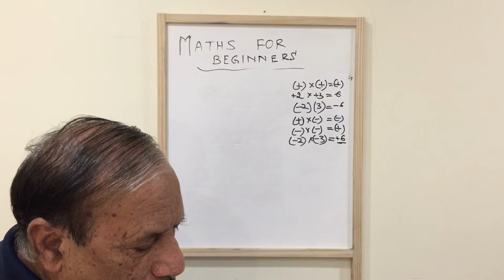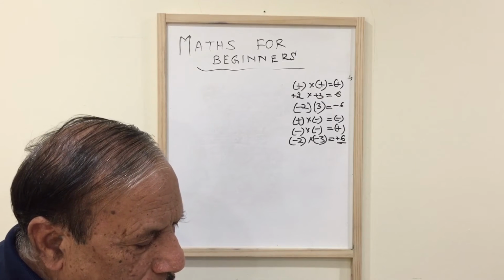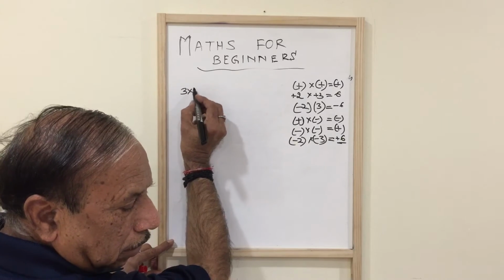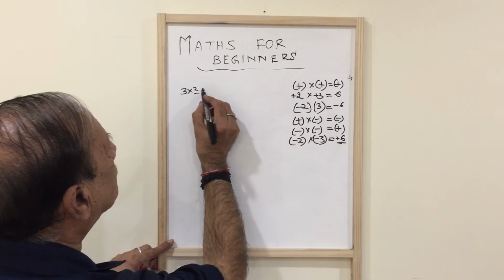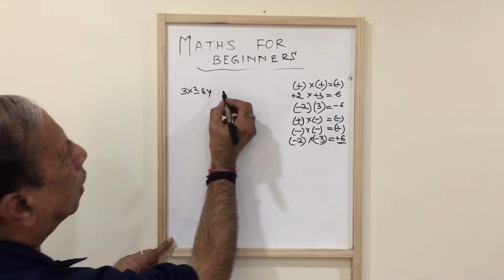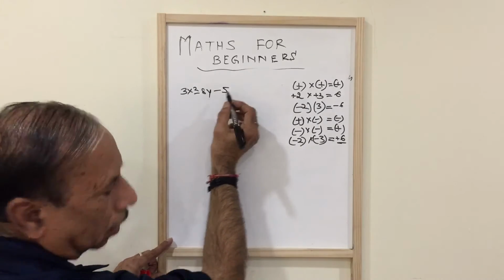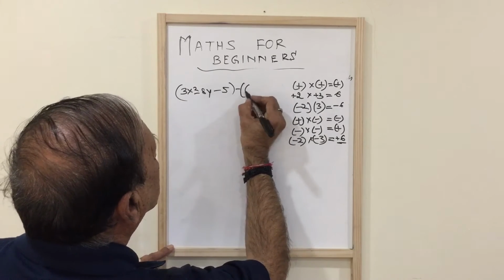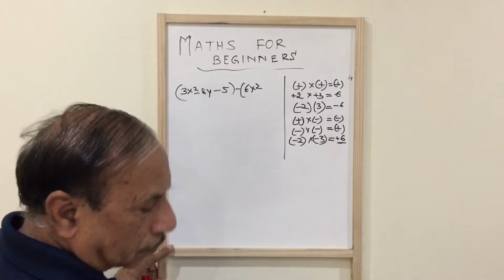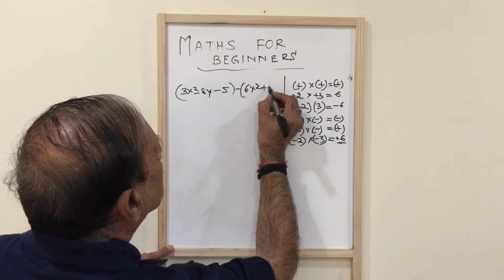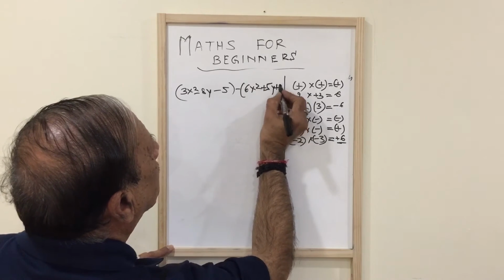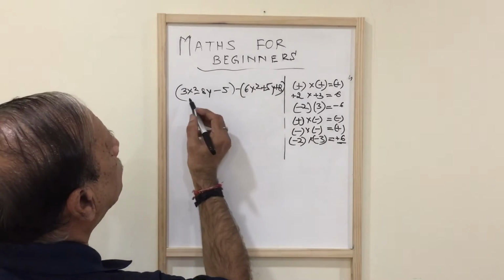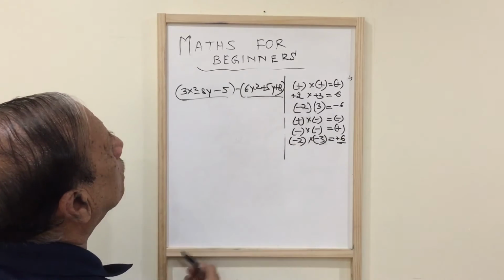So I'll do some sums for the simplification of this. I'll take an example: 3x square minus 8y minus 5, minus 6x square plus 5y plus 8. So I have taken two equations. One is this equation, another is this equation.